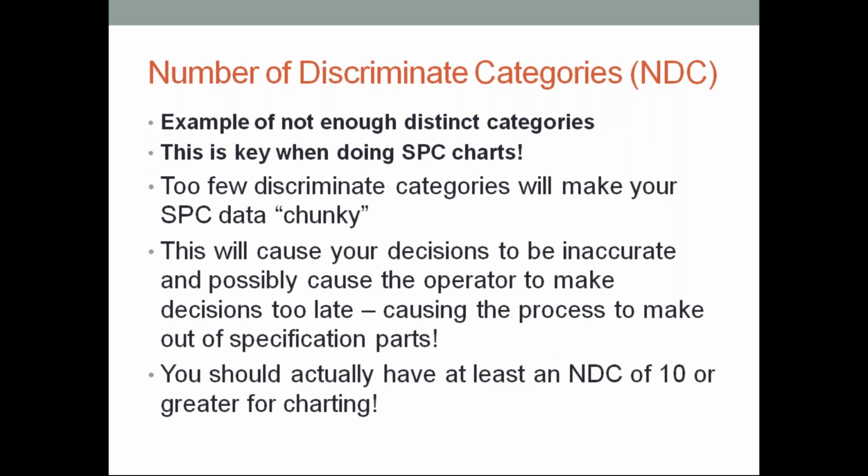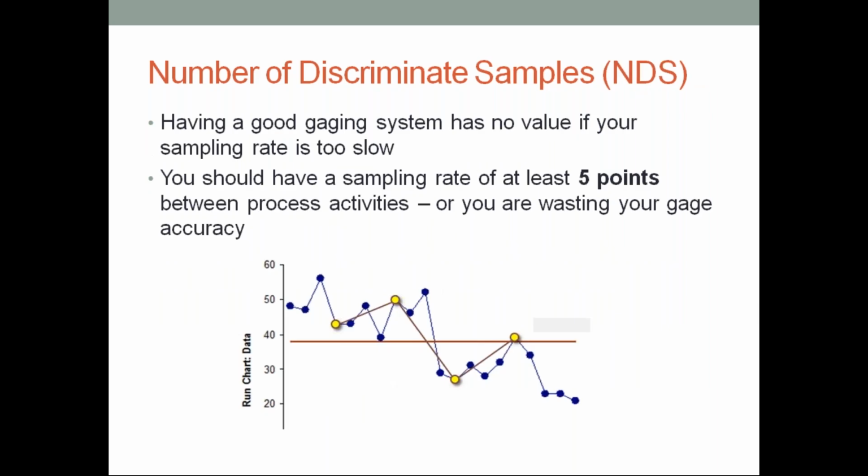Again, when doing SPC, if you have too few distinct categories, you're going to get chunky data, and it's not going to give you enough time to make decisions when you need to make an adjustment. It will cause your decisions to be inaccurate, possibly causing the operator to make decisions too late, causing the process to make out of specification parts if it's too small. You should actually have, again, an NDC of 10 if you're charting.